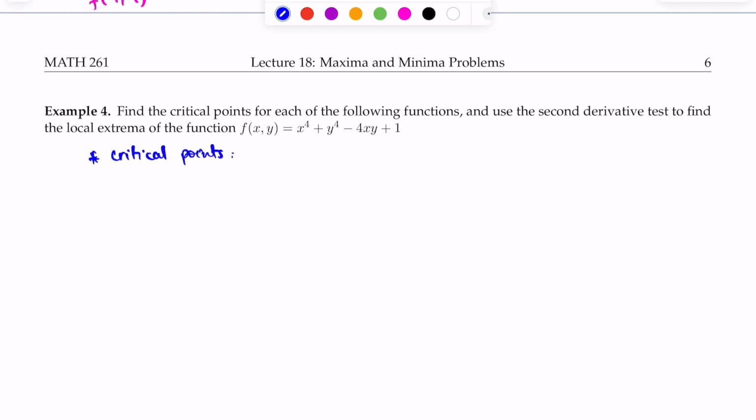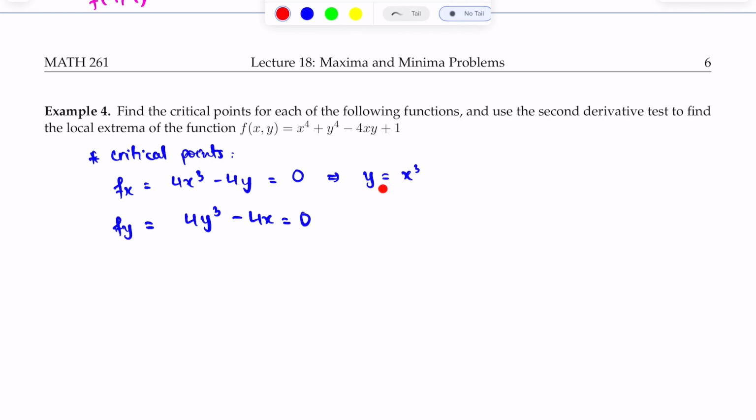So I'm going to take the first partial derivative of the function with respect to x. I'm going to get 4x cubed minus 4y and set this equal to 0. Then I'm going to solve for y in terms of x, and that is y equal to x cubed. Next, I'm going to take the first partial derivative of the function with respect to y, and I'm going to get 4y cubed minus 4x, set this equal to 0, and use the relationship between y and x to find the corresponding x value and the corresponding y value.